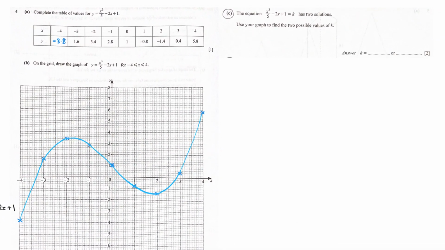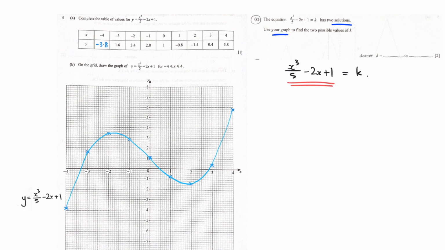The equation of this has two solutions. Use your graph, the one that you've just drawn, to find two possible values of k. So now you have to be very clear that this is quite a standard question. And when they ask you to solve an equation using a graph, basically notice that the left-hand side is exactly the equation of a graph that you've already drawn.